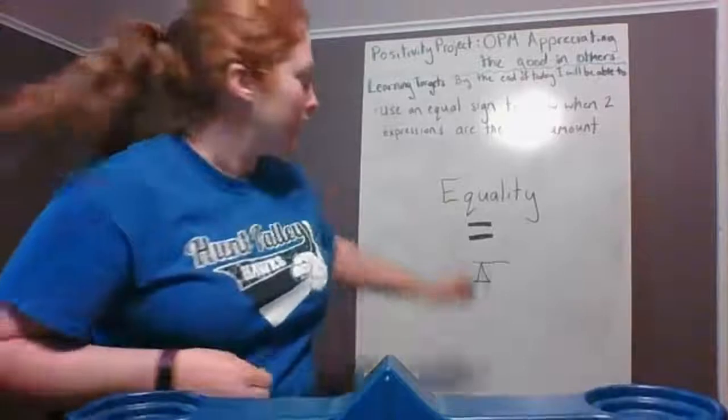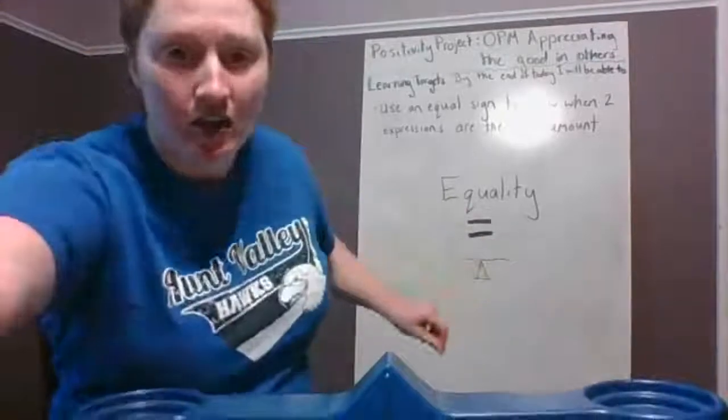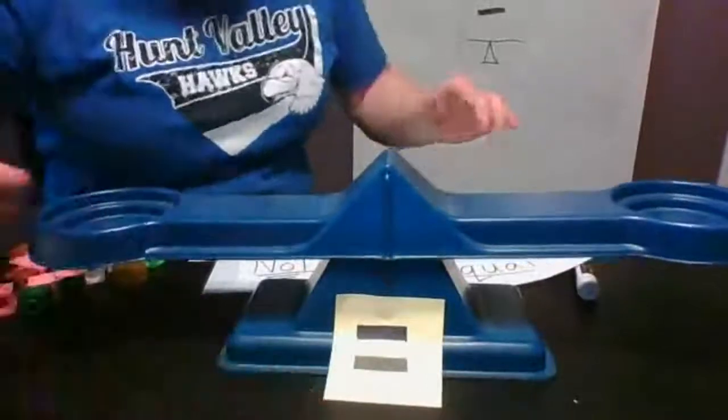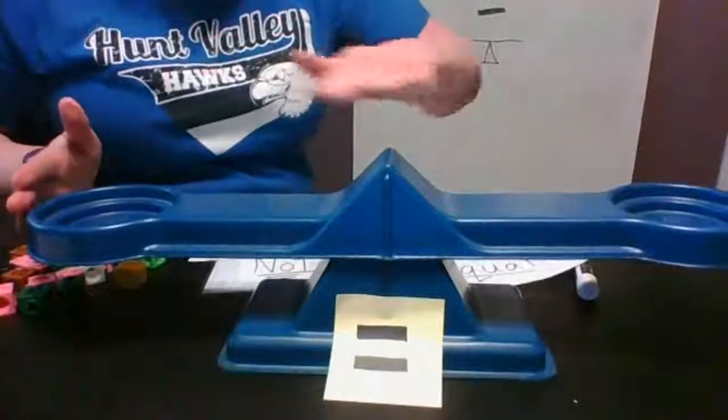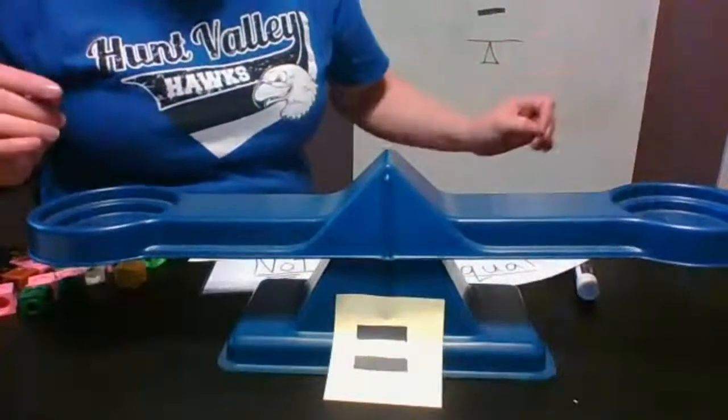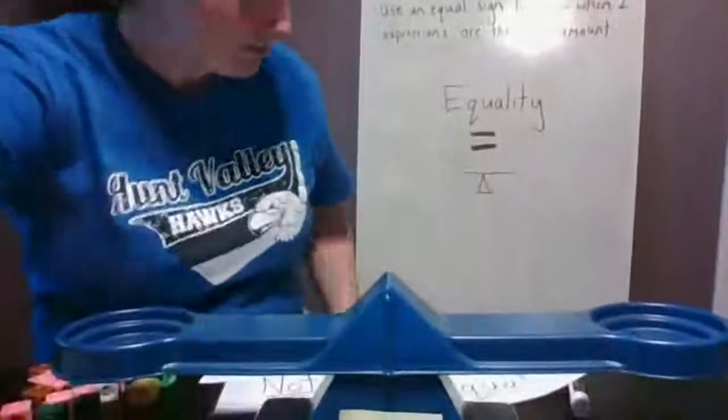So we know our equal sign. Here's a picture of it here. I also put an equal sign on my balance scale because we know when the balance scale is sitting flat like this, we know that whatever is on both sides is equal. And equal means that both sides have the same amount.